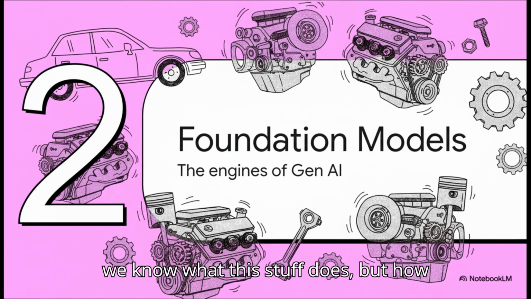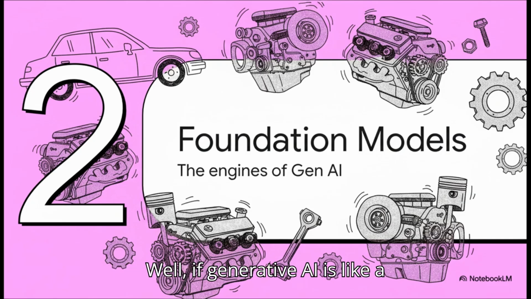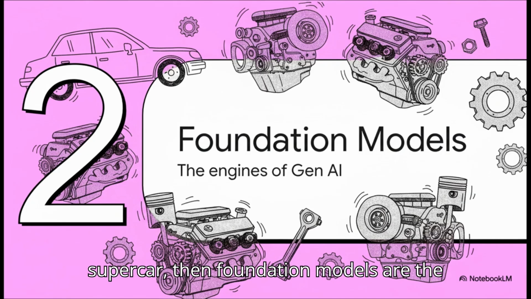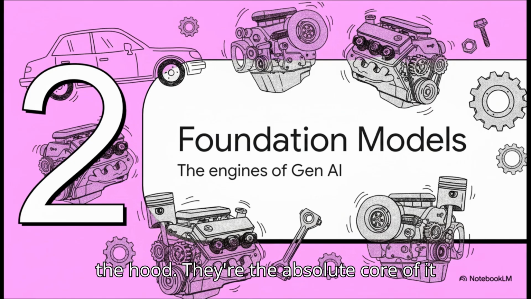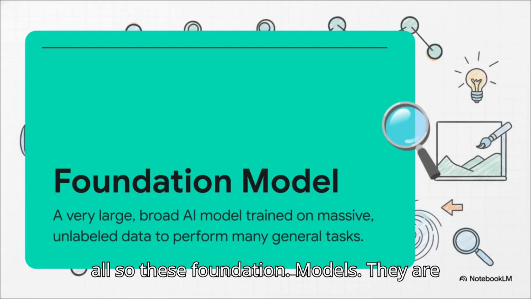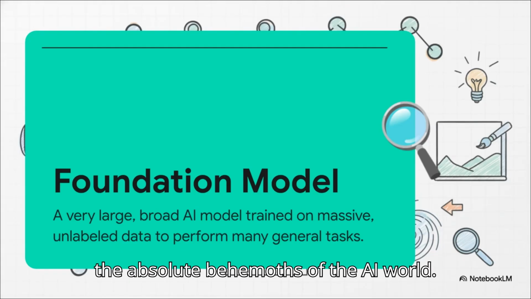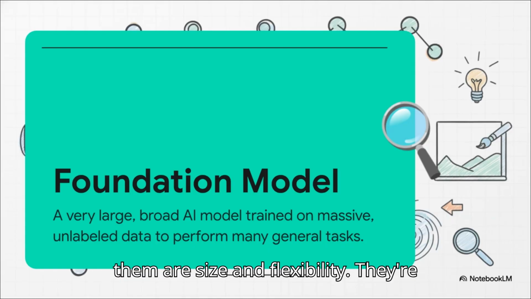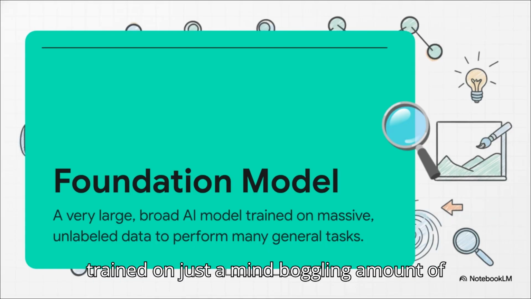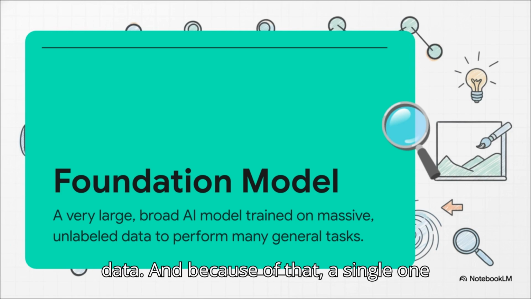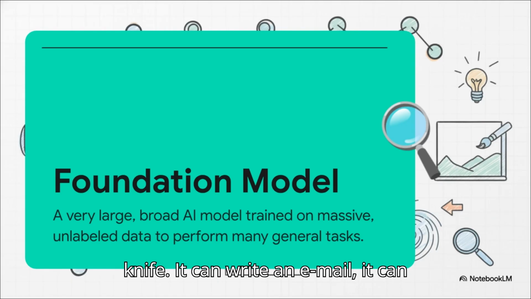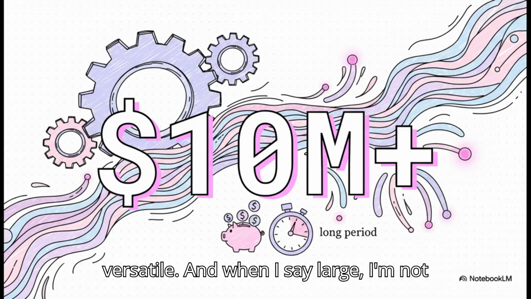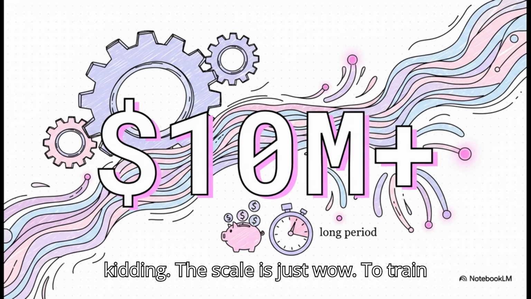So we know what this stuff does, but how? Well, if generative AI is like a supercar, then foundation models are the insane V12 engines that are roaring under the hood. They're the absolute core of it all. So these foundation models, they are the absolute behemoths of the AI world. The two things you got to remember about them are size and flexibility. They're trained on just a mind-boggling amount of data, and because of that, a single one of these models is like a Swiss Army knife. It can write an email, it can summarize a super long document, it can power a chatbot. It's incredibly versatile. And when I say large, I'm not kidding. The scale is just wow.